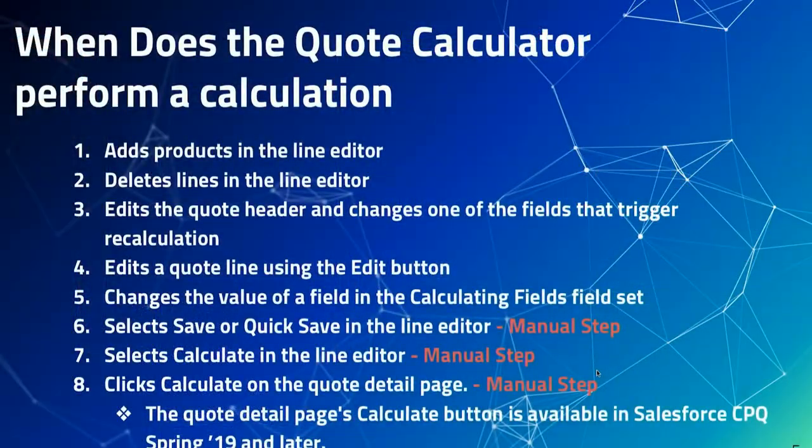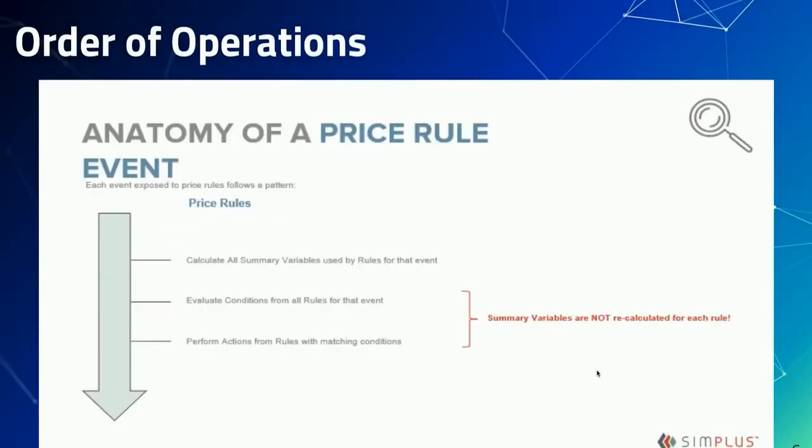So the pricing engine hits in multiple different places. The ones that we're most concerned with are these last three: the save and the quick save inside the quote line editor, the calculate, which is also inside the quote line editor, and then there's a new feature which was just introduced, I think, in the previous release of Salesforce, where there's now a calculate on the quote itself. Like I said, the summary variables are calculated right in the very beginning, and then it evaluates all the conditions, and then it performs all the actions.